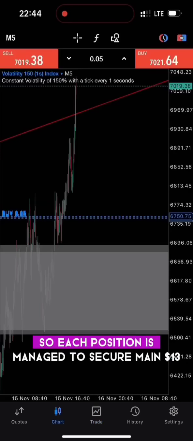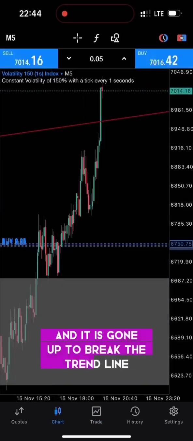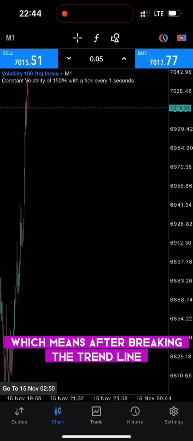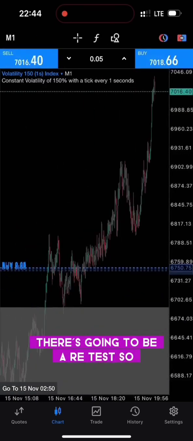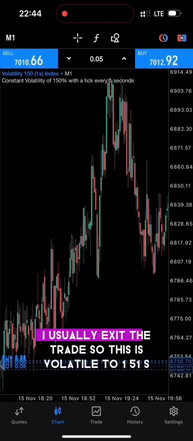Okay, so this is after a lot of minutes, hours I might add. Each position has managed to secure me $13, and it has gone up to break the trend line, which means after breaking the trend line there's going to be a retest. When that does happen, I usually exit the trade.